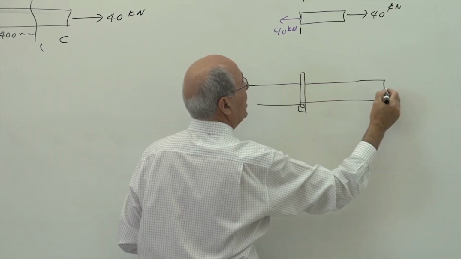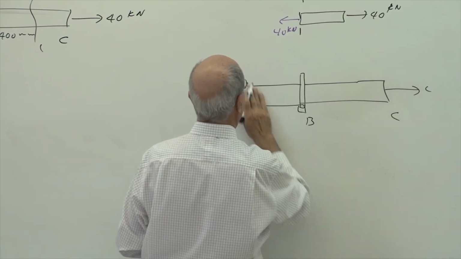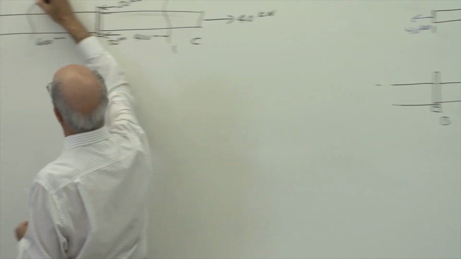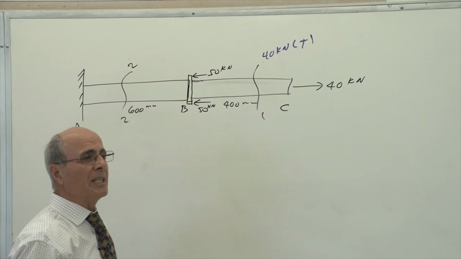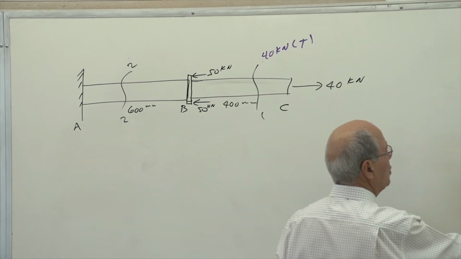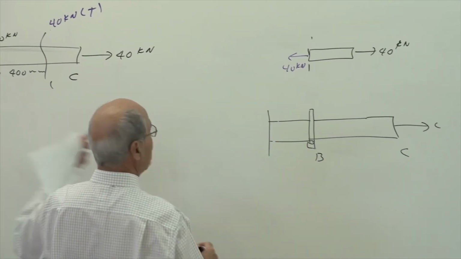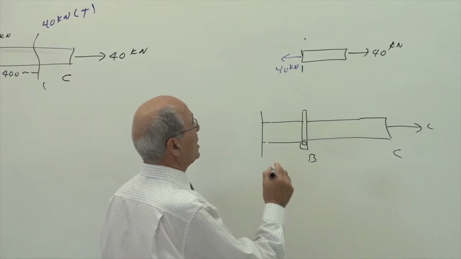This is the entire length. This is B. That is C. I have cut it here. This is cut 2, 2. We did that last time. Is that correct or not? So when I make a cut 2, 2 here, I'm somewhere here. Is that correct or not? Somewhere between A and B. This was clear last time.